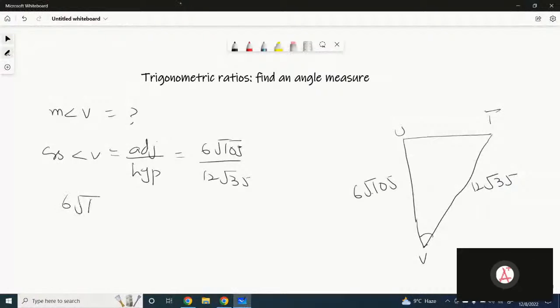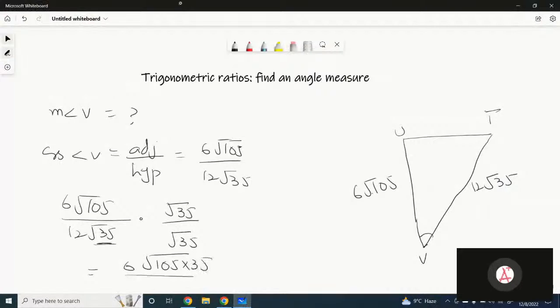So we have 6 square root 105 divided by 12 square root 35. Let's multiply the numerator and denominator by square root 35. We have to rationalize, because we have to remove the square root from the denominator. So it would be 6 square root of 105 times 35 over 12 times square root 35 squared. The 35 square and the square root got cancelled and you are left with 6.